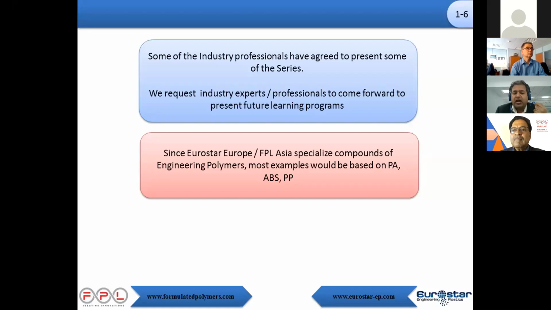As you are aware, Eurostar Europe and the FPL Asia, we are specialists in engineering polymers. And so the examples will be mainly from polyamide, ABS, and PP.